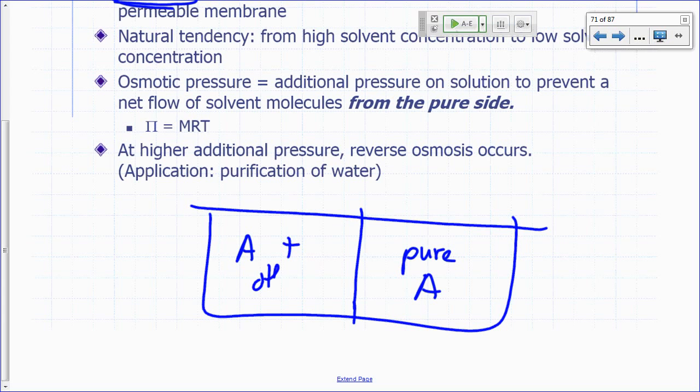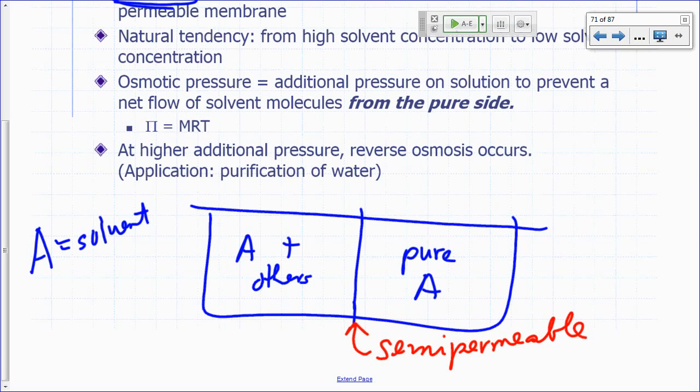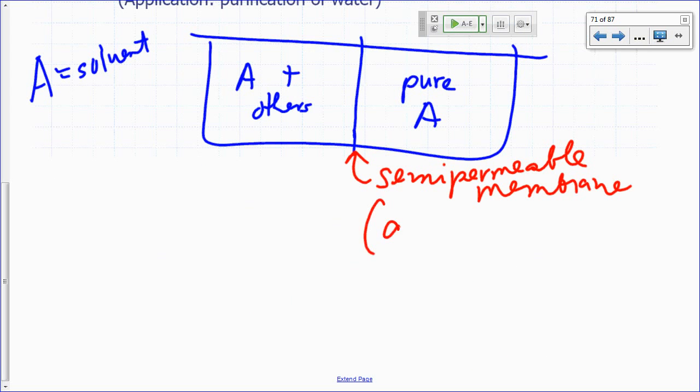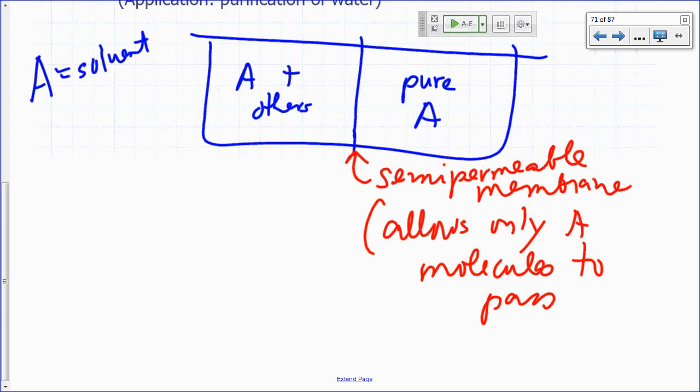plus others. So A is your solvent, and most of the time we're going to be dealing with water. Now, the boundary between these two compartments, we're going to make that a semi-permeable membrane. By semi-permeable, we mean it allows some molecules to pass through, but prevents others from passing through. So we're going to say that this is permeable only to A, allows only A molecules to pass.